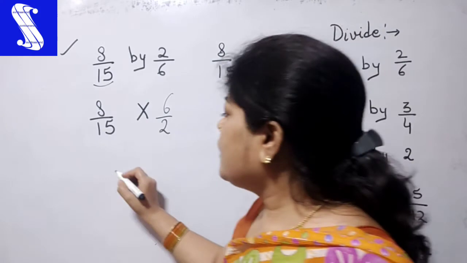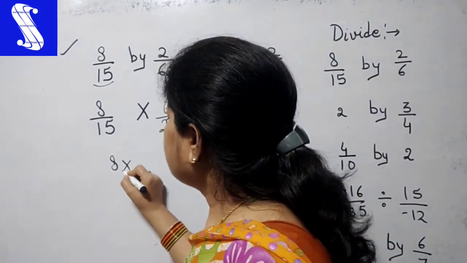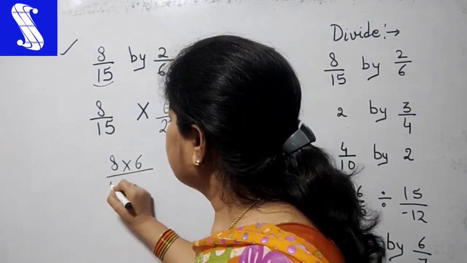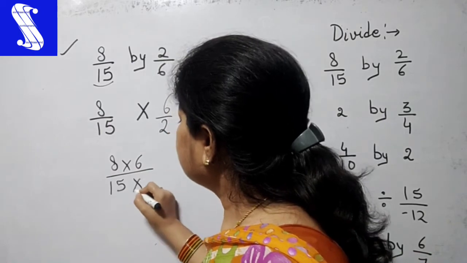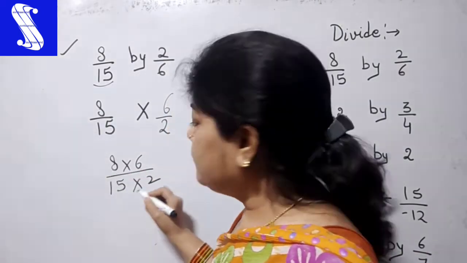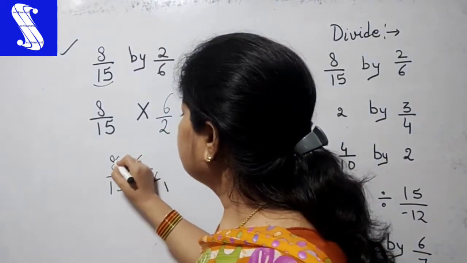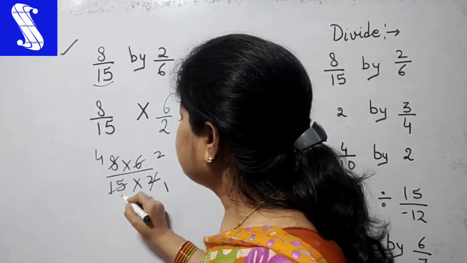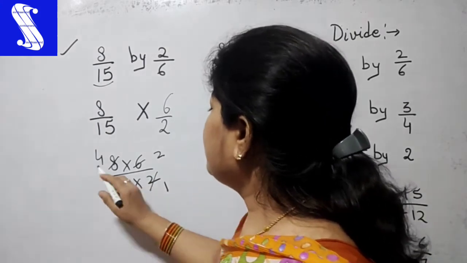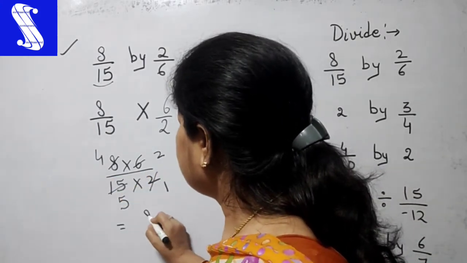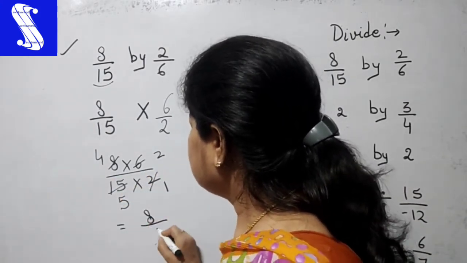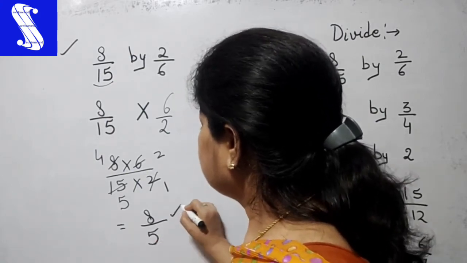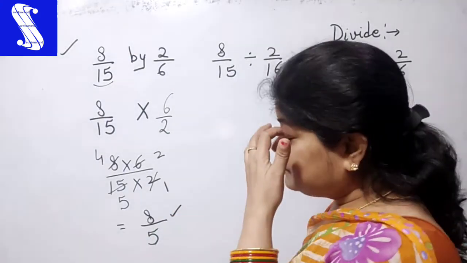Now it becomes 8 into 6 over 15 into 2. Now you cut down: 2 ones are 2, 2 fours are 8, 3 twos are 6, 3 fives are 15. So we have 4 over 5. So this is the answer.